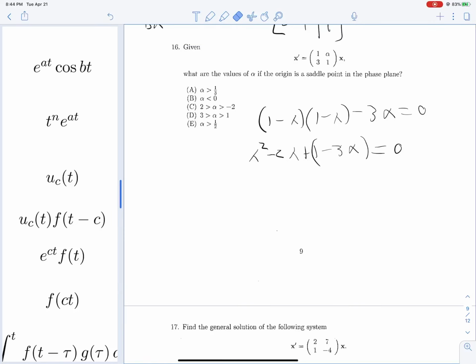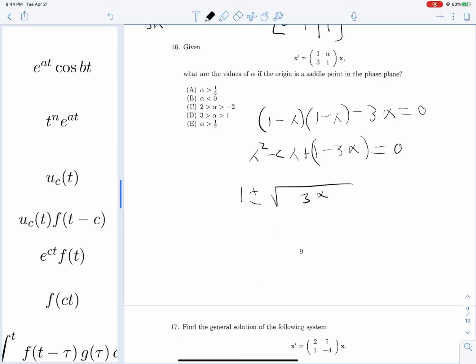That's equal to 0. Running this through our quadratic formula, we will get negative b over 2, so 1 plus or minus the square root of b squared, which is 4, minus 4ac, so minus 4 plus 12 alpha, all over 2. This gives us 12 alpha in here. We can square this 2 on the bottom and move it into this square root. Dividing by 4, we get 3 alpha.